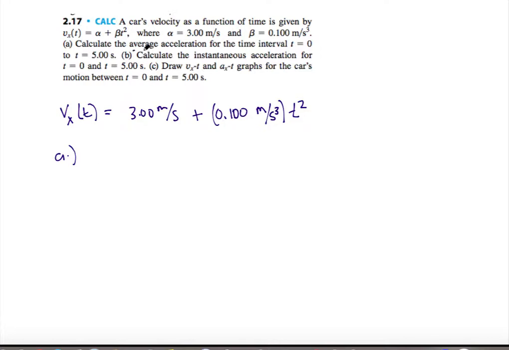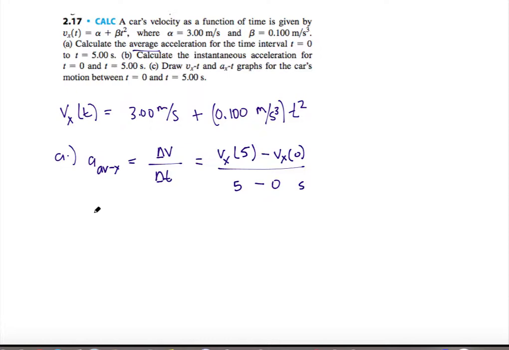So the key word here is average acceleration. I want to recall that acceleration average, and I should say A average in the x direction, is equal to the change in velocity over the change in time. So my change in velocity I can think of as Vx of 5 seconds in this case minus Vx of 0, over my 5 seconds minus my 0 seconds.